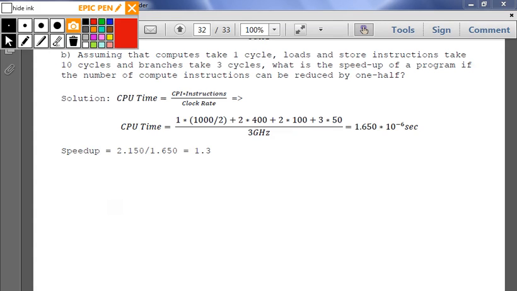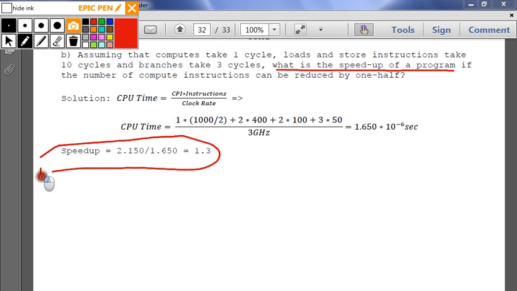So the key thing, if you're looking for phrasing and how I phrase it: what is the speed up of the program? So again, if I want that, I want some sort of ratio, right? And so speed up is 2.150 divided by 1.650. And the 10 to the 9s go away because those are inherently obvious. The speed up becomes 1.3. Does that make sense?